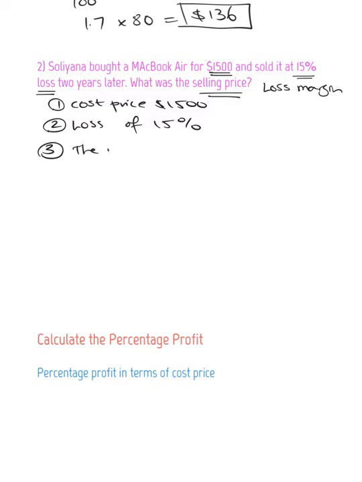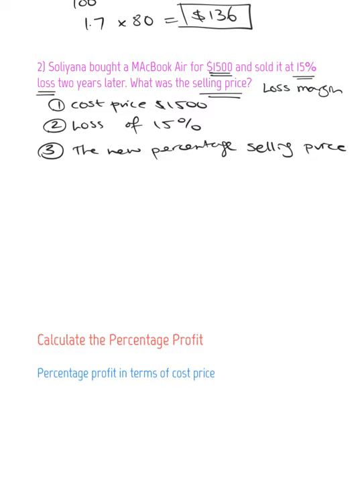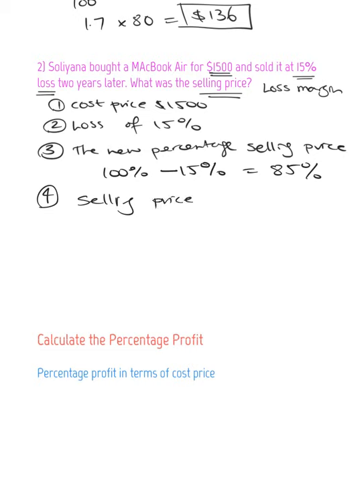So the new percentage of the selling price is 100% of the cost price, take away 15%, and that is 85%. So that's what it's going to be sold for. It's going to be sold for 85% of the original cost. So the selling price is 85% of the original price, which is 1,500.